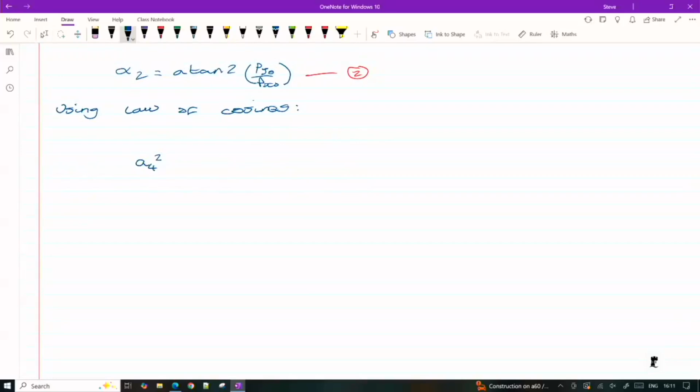And if you've forgotten what you do with the law of cosines, just revisit that. The formula, you don't have to remember. If you don't know it off the top of your head, it will be on the formula sheet that will be attached to the exam, okay?